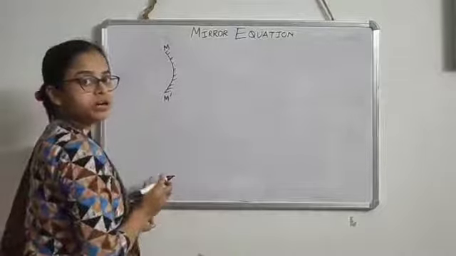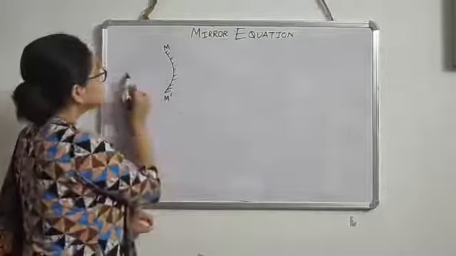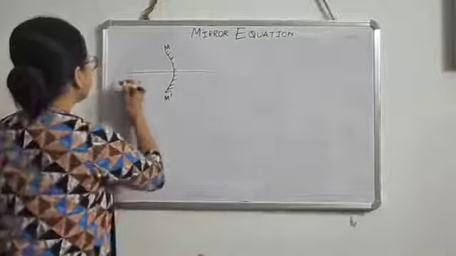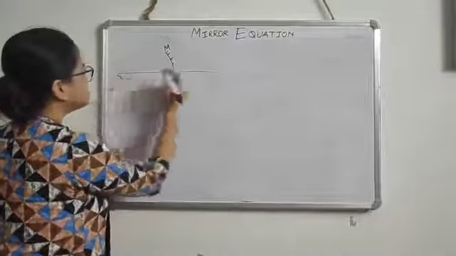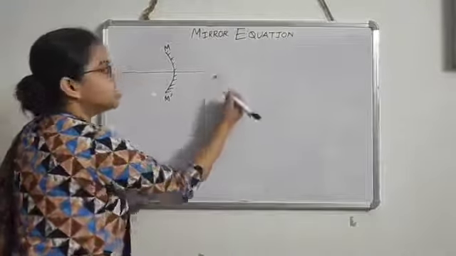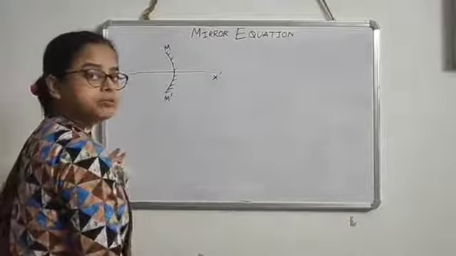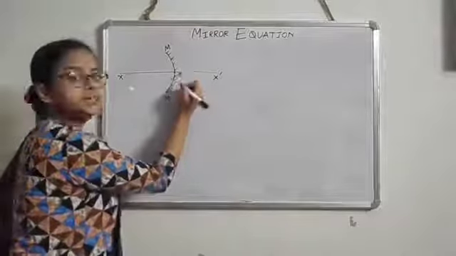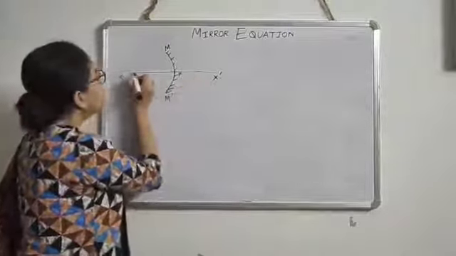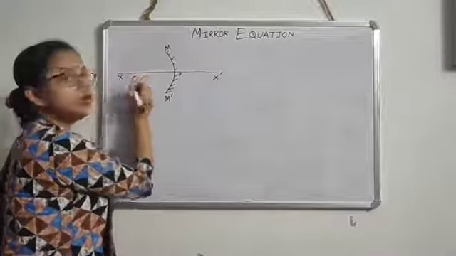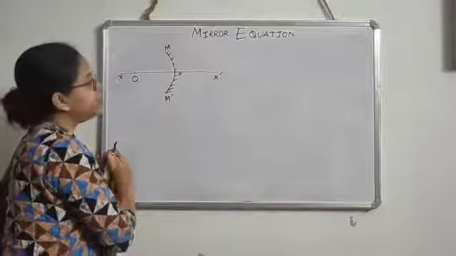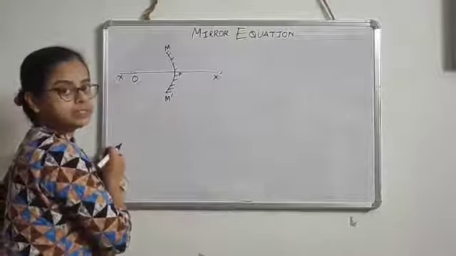M dash is the concave mirror. X dash is the principal axis. P is the pole here. Now O is the object here. O is the point object here that is situated on the principal axis.